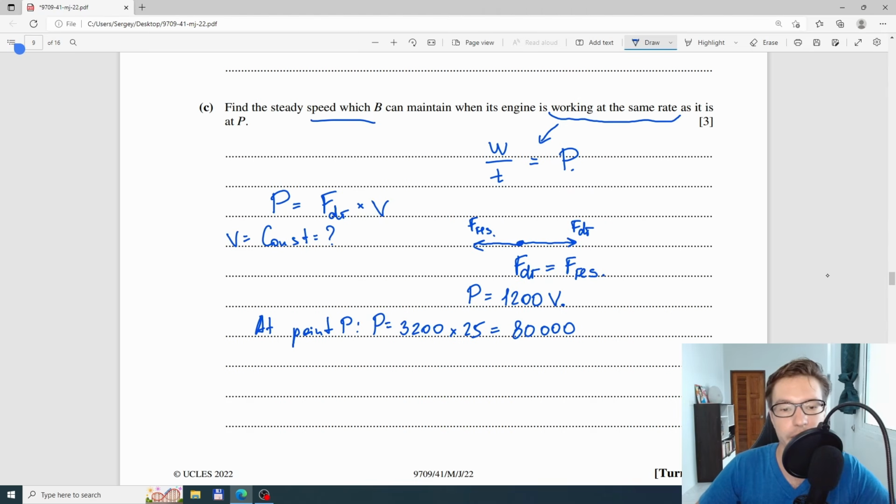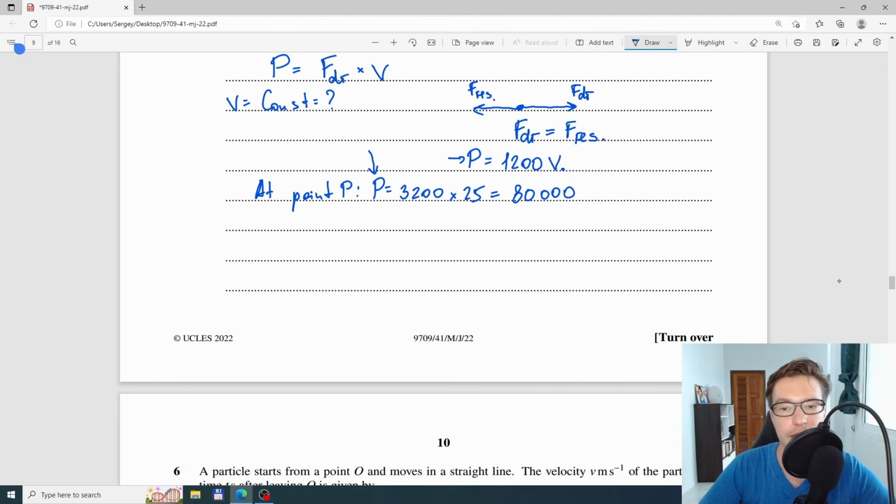Now, we know that the power, when velocity is constant, is the same as the power of the engine at point P. So I can say that 1,200 V equals 80,000. And that's my equation to find V. Divide both sides by 1,200, and I will get 66.7 meters per second. And I will state this as the answer.